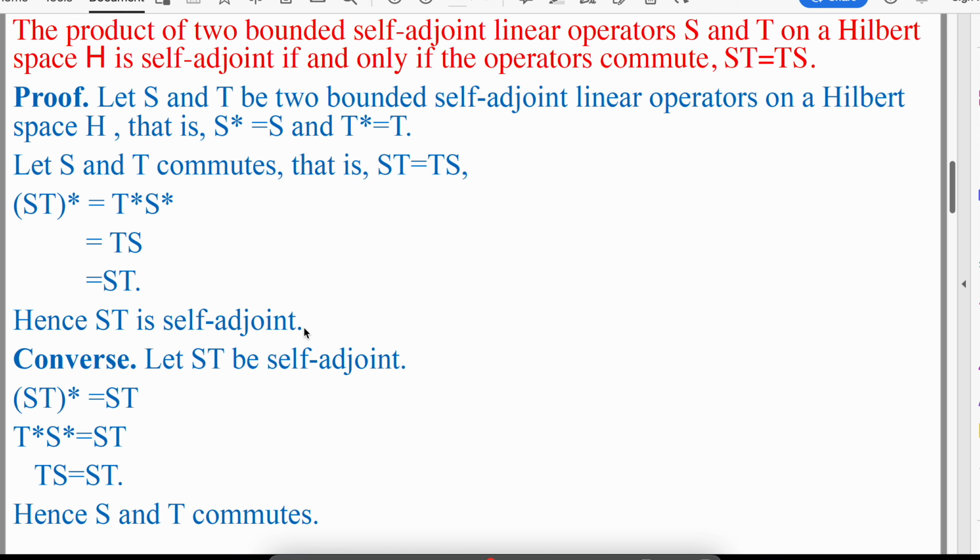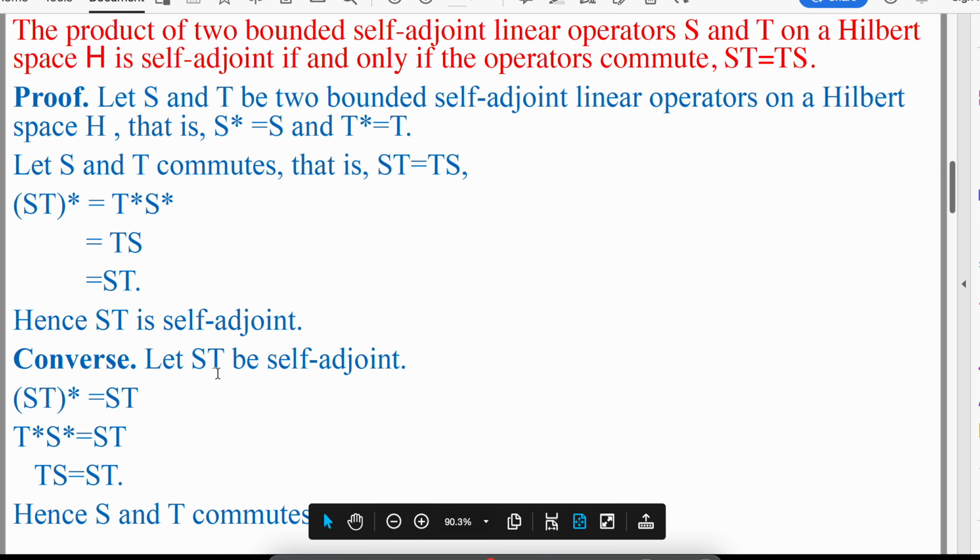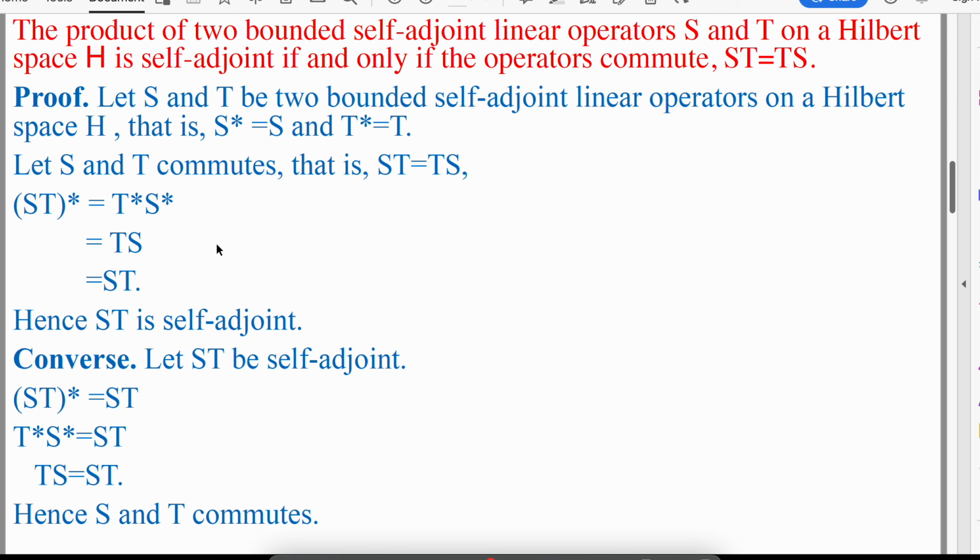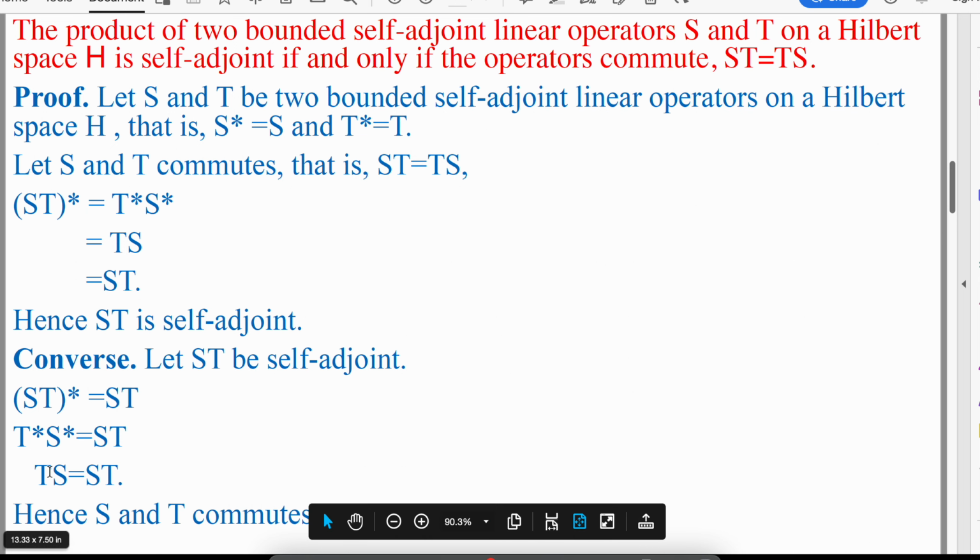Now converse part. Suppose ST is self-adjoint. It means (ST) star equal to ST. (ST) star is T star S star equal to ST. But because S and T are self-adjoint, therefore T star equal to T and S star equal to S. It means TS equal to ST, and it means S and T commute. So we have proved that if ST is self-adjoint, then they commute. If S and T commute, then ST is self-adjoint.